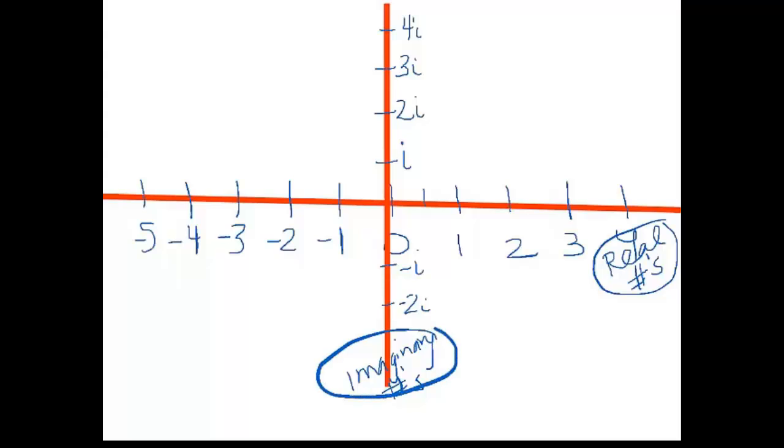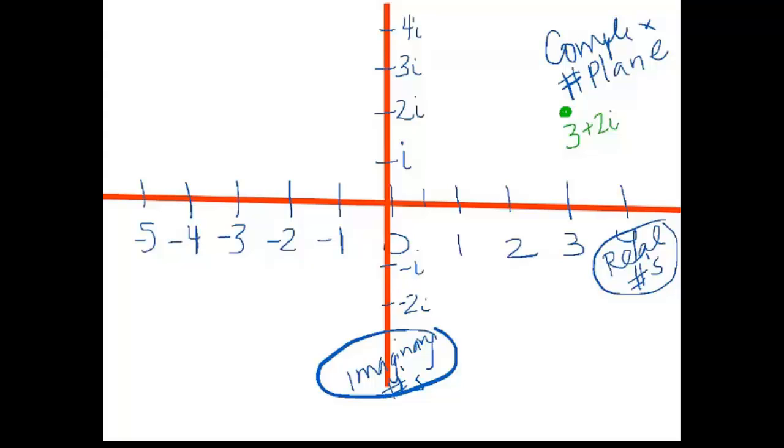So remember, this isn't the x and y axis. This isn't the Cartesian coordinate plane. That's what that is called. This is just the complex number plane. So now I can put numbers on here like 3 plus 2i. So that dot right there represents the number 3 plus 2i.